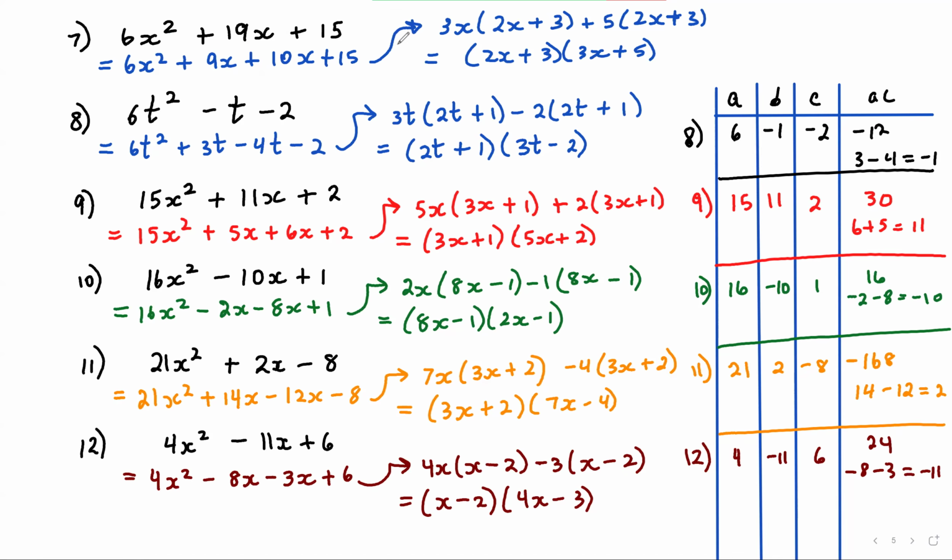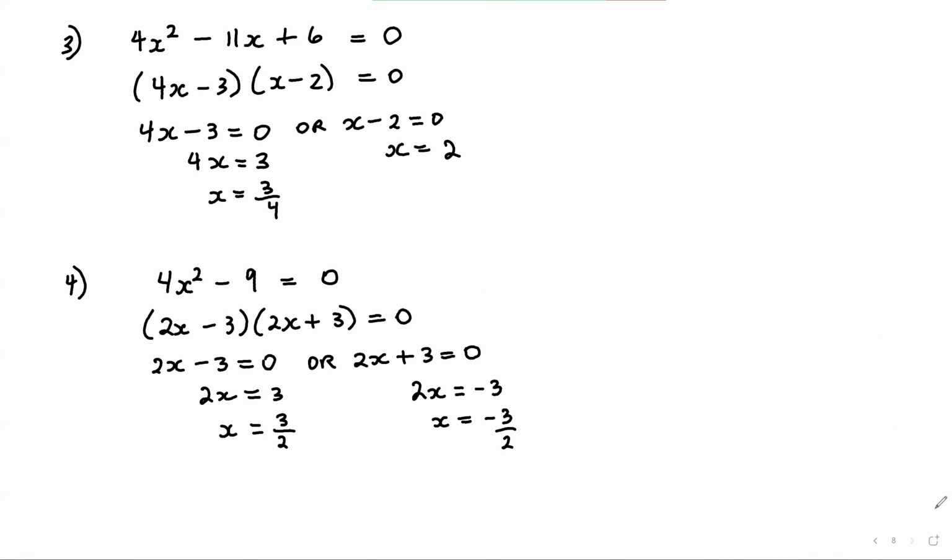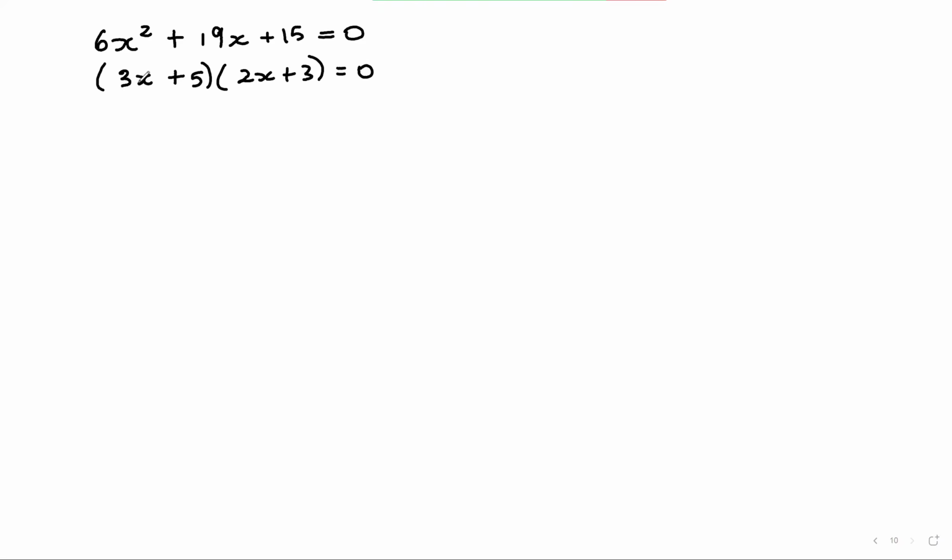So like for this one, for number 7, you're going to write in your books 6x squared plus 19x plus 15 is equal to 0, right? And then the next line, you already factorized it in the previous exercise, so you're just going to write the factors like this. 3x plus 5 by 2x plus 3 is equal to 0, and then go ahead and work it out. So you'll have 3x plus 5 is equal to 0, or 2x plus 3 is equal to 0, and then solve it like how I just showed you.